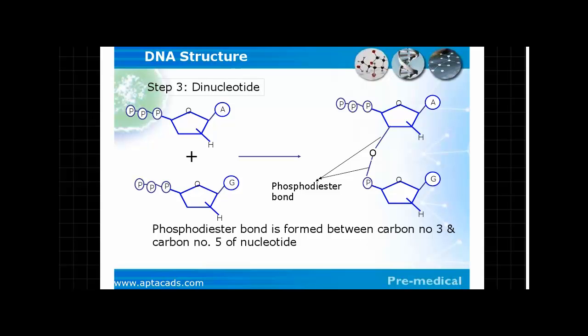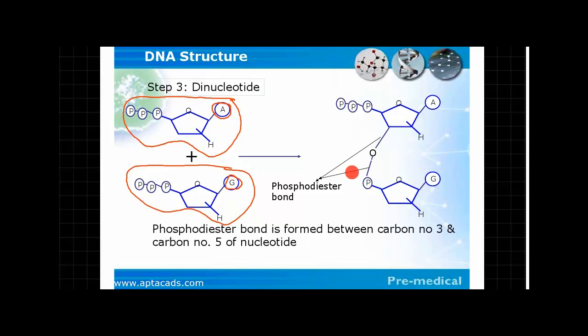In step 3, we will see the formation of a dinucleotide. Earlier, we have seen the formation of mononucleotide. So this is the mononucleotide. So the two mononucleotides join together, and the moment mononucleotides join, they form a dinucleotide structure. Both these molecules join together with the help of this phosphodiester bond. Now the phosphodiester bond is formed between carbon number 3 and carbon number 5 of the nucleotides. As we can see here, this is the carbon number 3 and this is the carbon number 5.